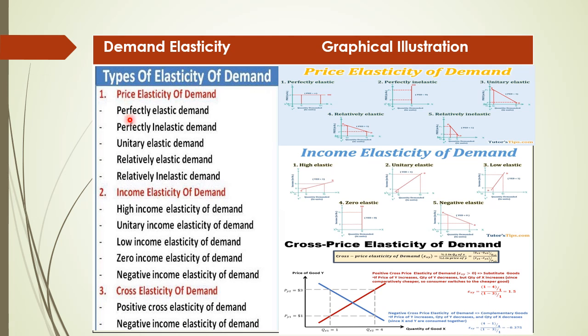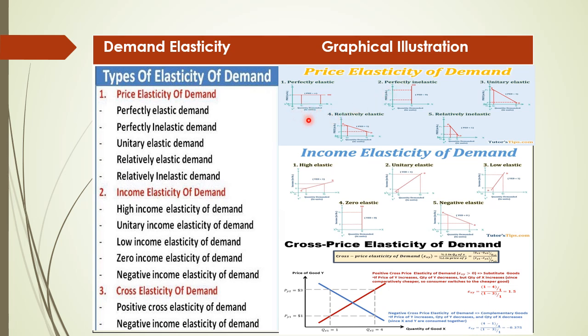The demand is said to be perfectly elastic when a small rise in price would result in a fall in demand to zero, while a small fall in price results in demand to be infinite. Therefore, it is also known as infinite elasticity. This can be shown by a straight line demand curve parallel to the horizontal axis.